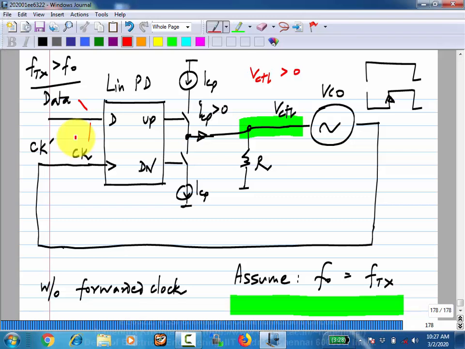Data should be? Yeah, so basically the clock should be lagging the data, right? The clock cannot be aligned to the data, but the clock should be lagging the data. Is this okay?